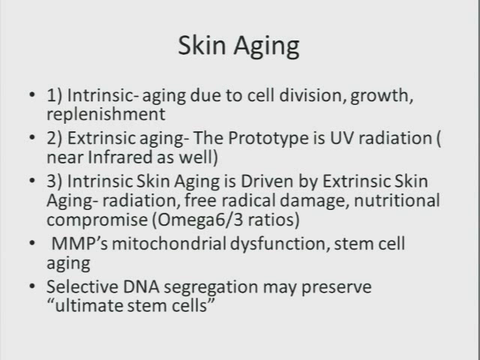So the intrinsic aging is cellular division. You all know about telomeres. You've been hearing about them since I first gave a talk in 2009, and many, many other lecturers since. So telomere erosion or loss of telomeres happens with every cell division unless you have some type of telomerase activity to prevent that loss. That is the biologic time clock.